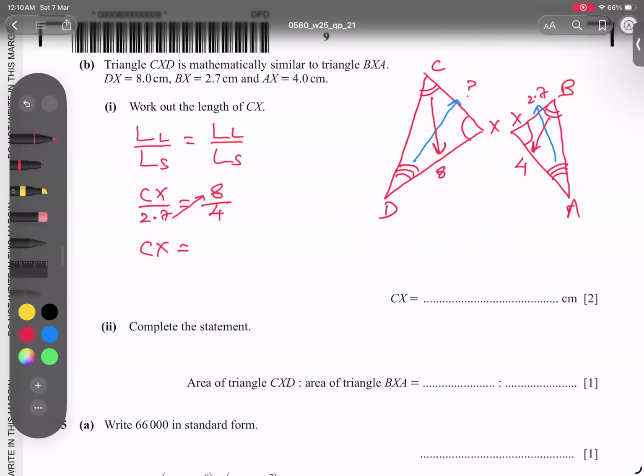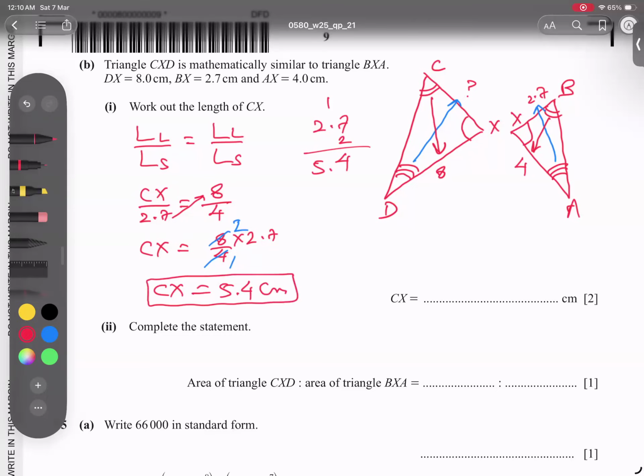Cx is equal to 8 over 4 times 2.7, and 4 ones are 4, 4 twos are 8, and now 2 is going to multiply with 2.7. So check it, 2.7 times 2, 2 sevens are 14, 1 carry, and 5.4. So alhamdulillah rabbil alameen, 5.4 centimeter is my answer for Cx. So this single, double, triple was very helpful to solve the question.